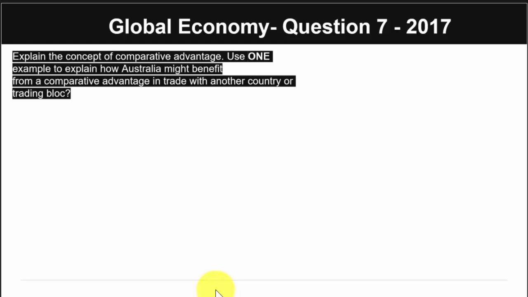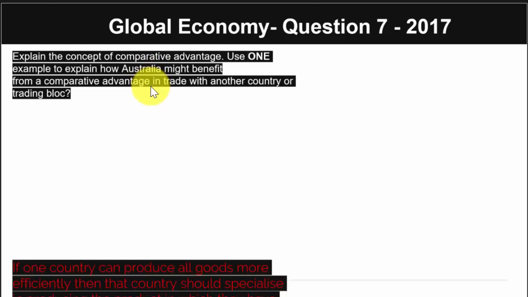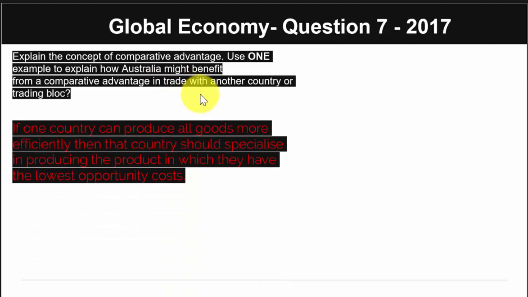The third part of section A, where you again have to choose 2 out of 3 questions, is the global economy. Let's look at the first question. Explain the concept of comparative advantage, and using one example how Australia might benefit in trading with another country or trading bloc. So, if a country can produce all goods more efficiently, then the country should specialise in producing that product in which they have the lowest opportunity cost.